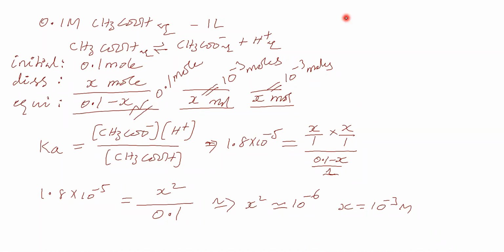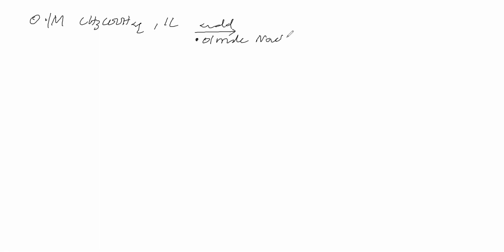Okay. Now let us add sodium hydroxide solution into this. We have taken 0.1 molar acetic acid solution, 1 liter. To this, let us add sodium hydroxide. Suppose we add 0.01 mole of sodium hydroxide solution.